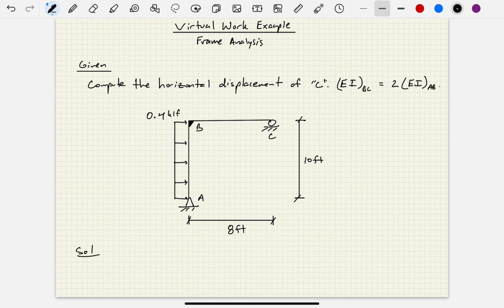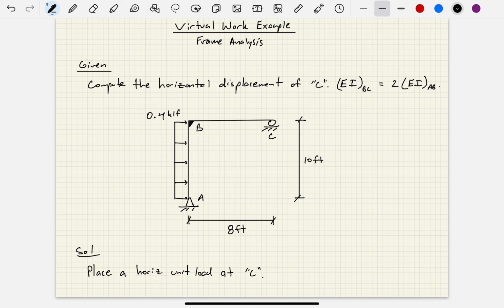The first thing I want to note is that in order to calculate that horizontal displacement of point C, we're going to place a horizontal virtual unit load at C. Remember, we place the virtual unit load at the point of interest in the direction of expected displacement. So we'll make a note of that. We're going to say place a horizontal unit load at point C, and we're going to point it to the right, okay?